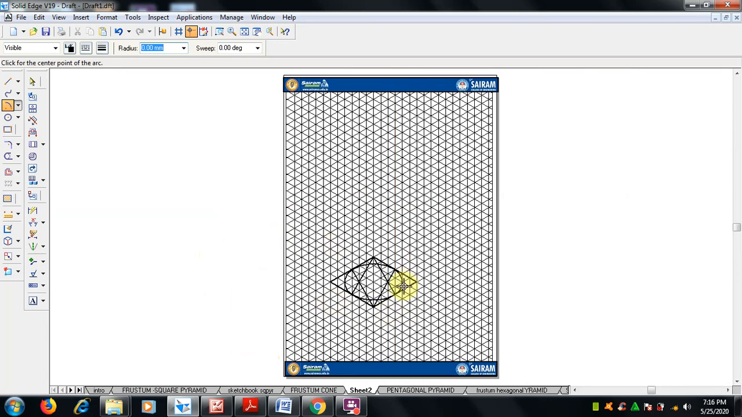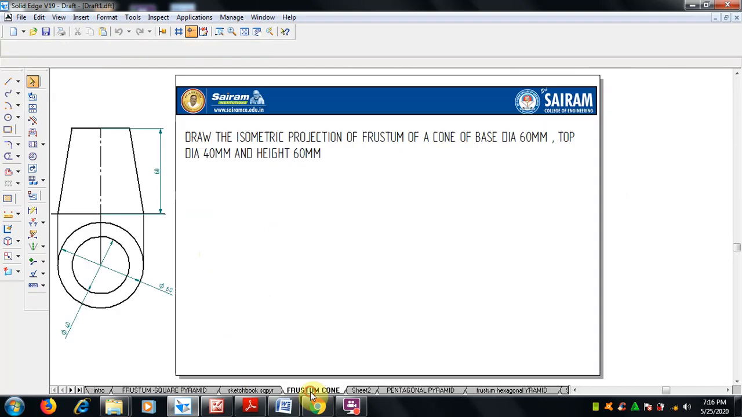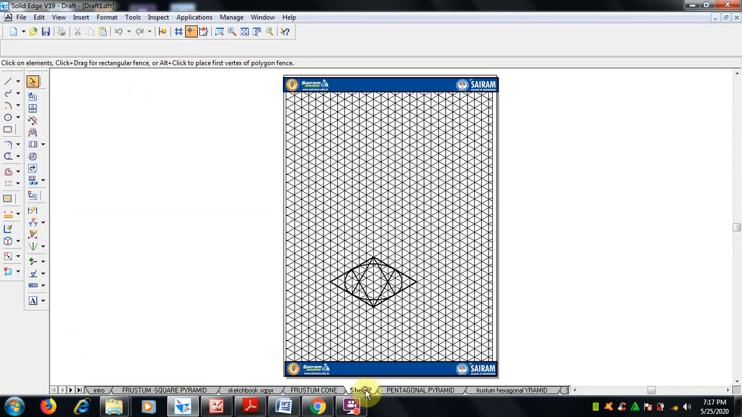So 60, now the base is 60 we have done, and now we have to go for the top of 40. Okay, here a 40 square. Why we have to draw the square? Because this 60 dia circle we can completely keep within a square box. So the square of 60 and square of 40 we have to draw for making this. Next, center point.